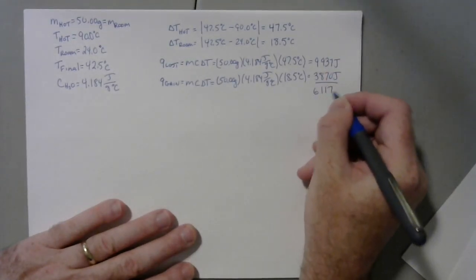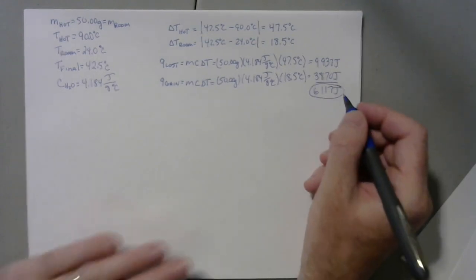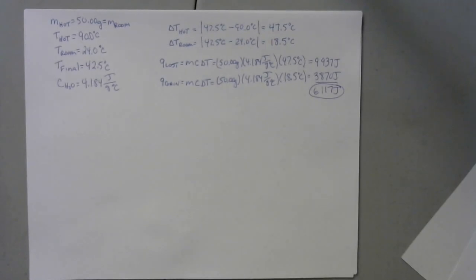6,117 joules. This is the amount of heat lost to the calorimeter wall and not gained by the water. Again, particularly inefficient calorimeter, but we're doing a bad one to make a point. And so then what we have to do is figure out that calorimeter constant.